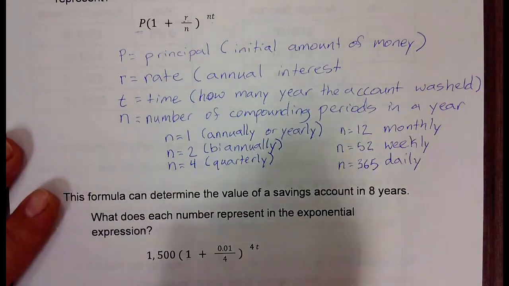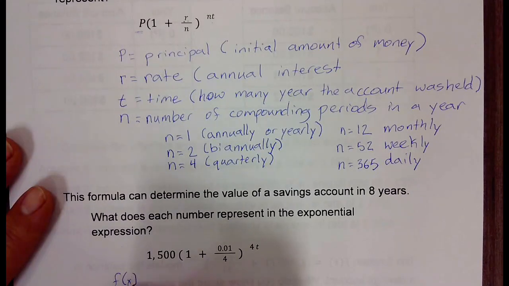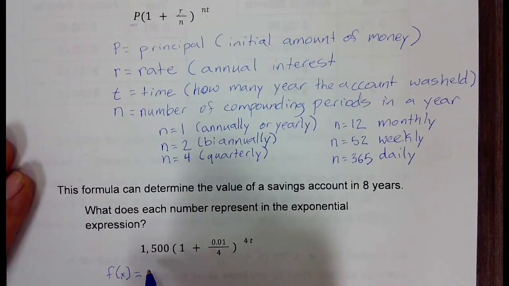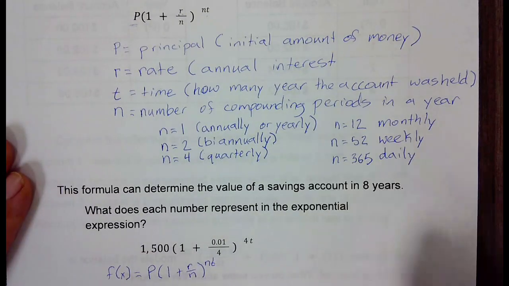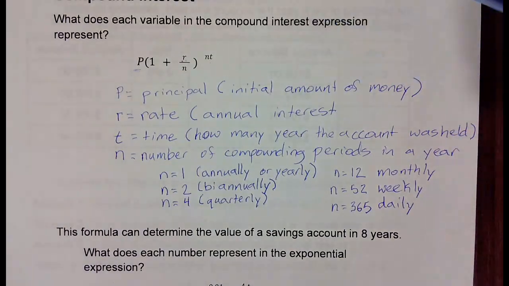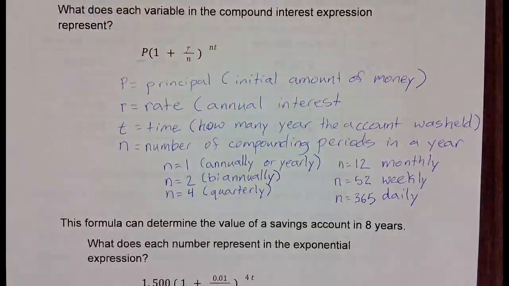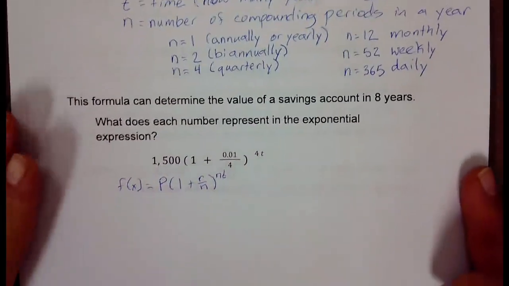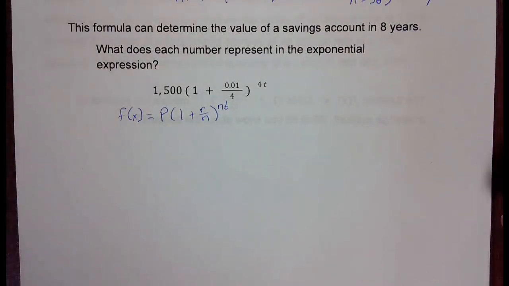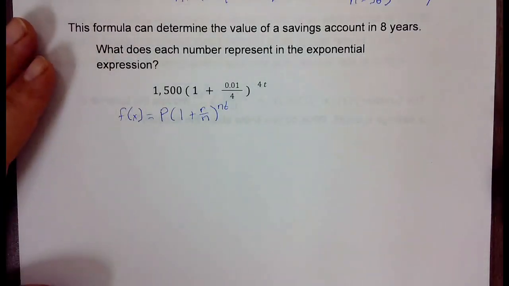So we know that f of x, or the final value of the account, equals P times (1 plus r over n) to the power of n times t. We can look at our compounding interest formula here or in our guided notes to find that out. So when we look at this specific example, I can look back and see, based on what each of these things mean, what this tells me about my account.